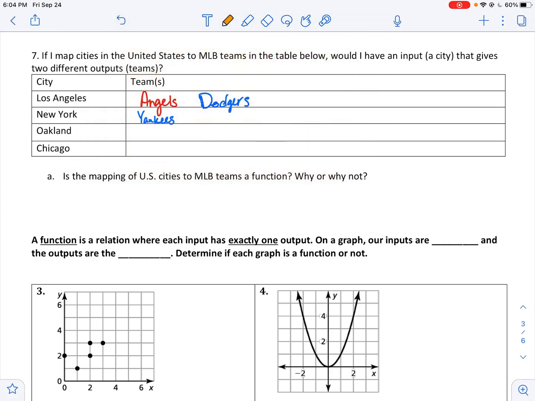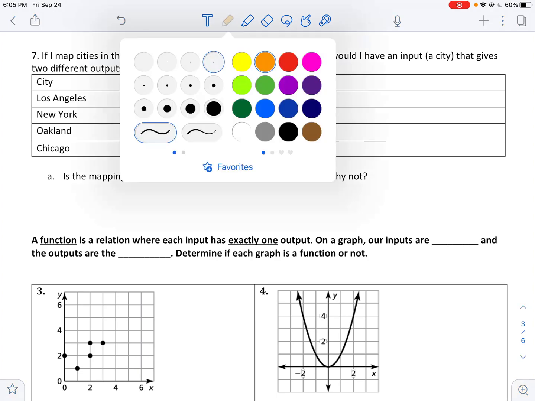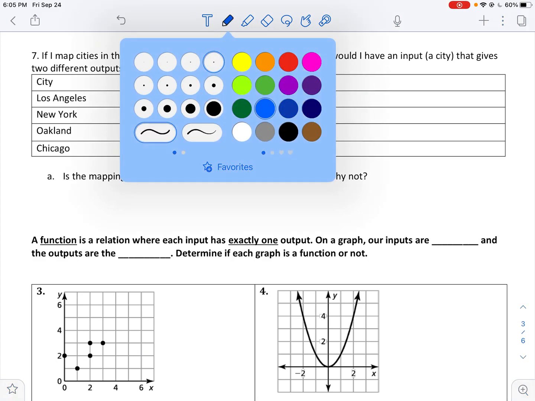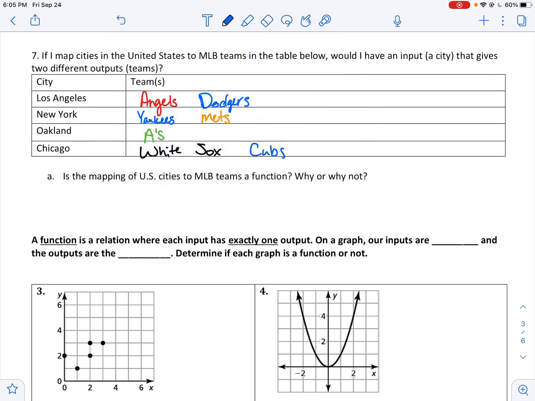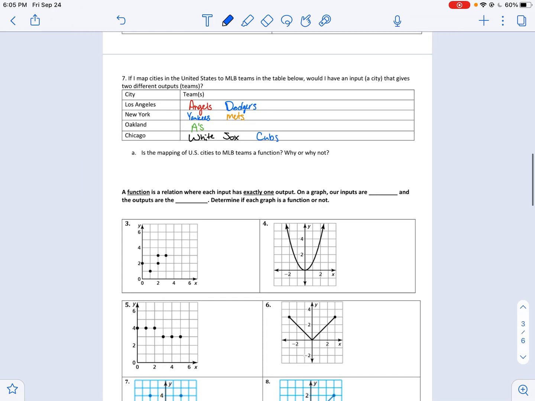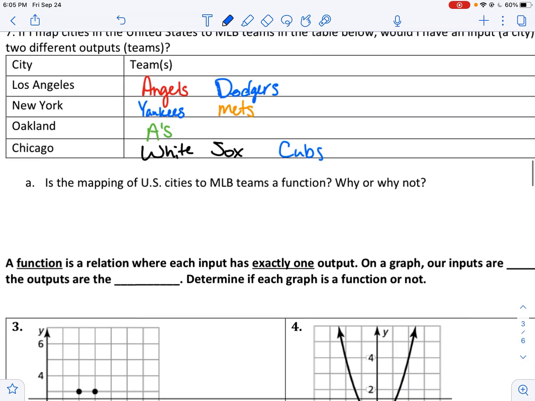Yankees and you got the Mets. In Oakland, you have the A's. And in Chicago, you got my favorite team, the White Sox. And you've also got, of course, the Cubs. So look at each city. Does each city have exactly 1 output? Does each city have exactly 1 team? No, that doesn't work because Chicago and New York and LA all have more than one output. They all have more than one MLB team.